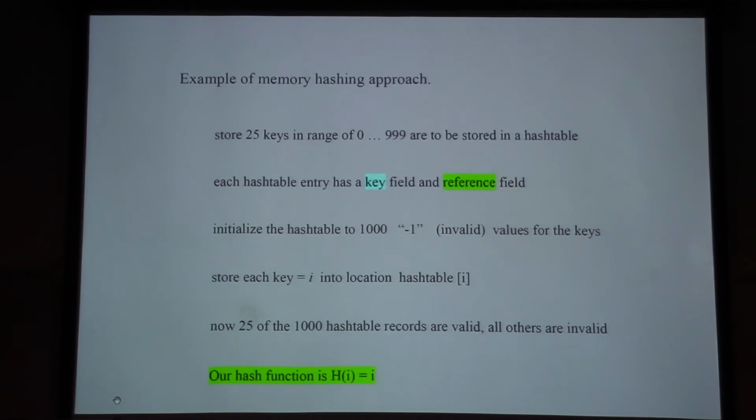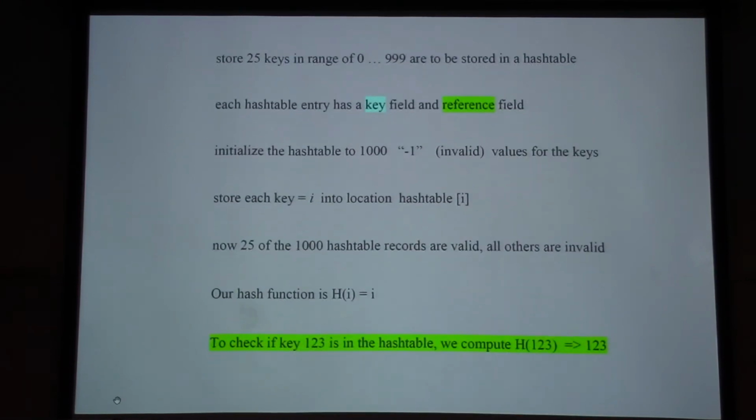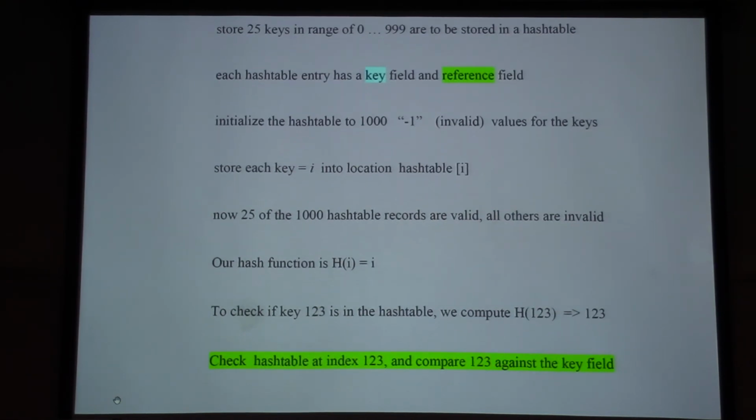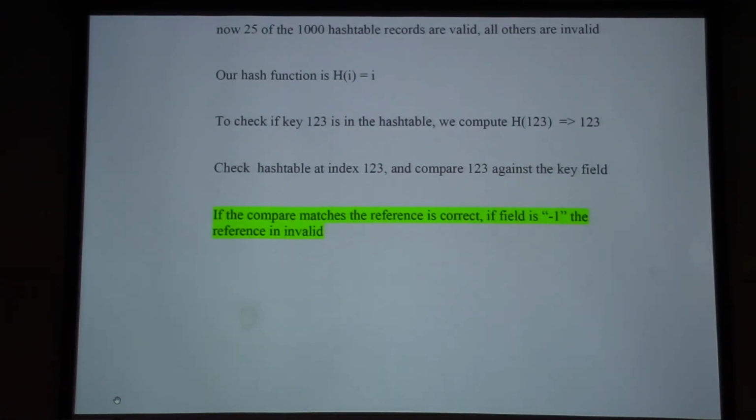Okay, so our hash function for key I is just go to index I in the hash table. Very simple. To check if the hash table has 123, just compute H of 123. It says, okay, go look at location 123, and we go there. Then check this one, compare against the key field. If it matches, then we are successful. If the compare matches, we're correct. If it's a -1, then nothing is stored there.